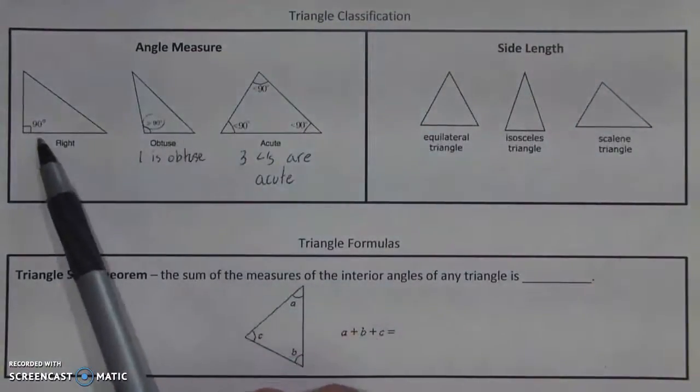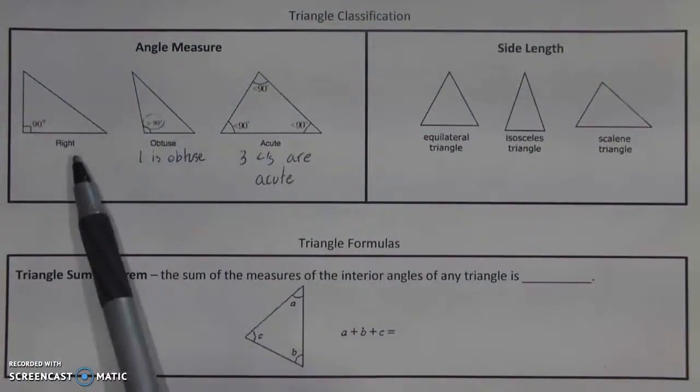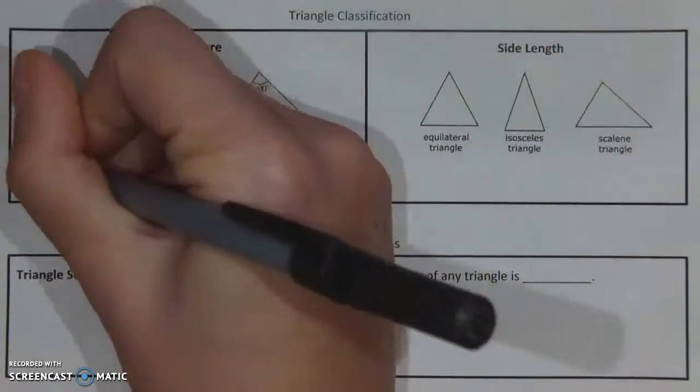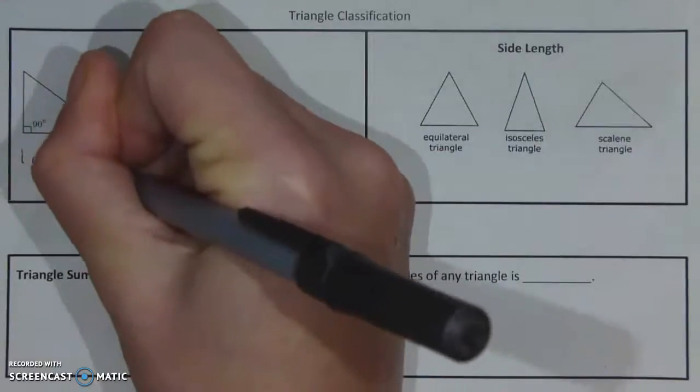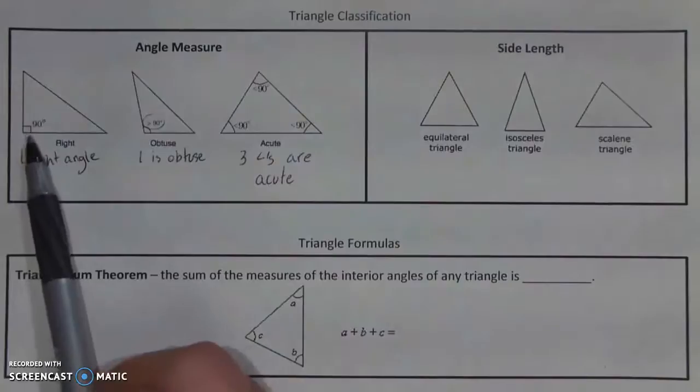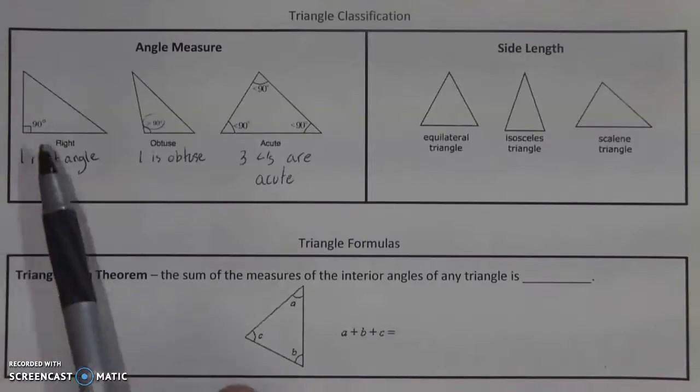That means that the only option left is our right triangle. And our right triangle is one that contains a right angle. So you have one right angle, or one angle that measures 90 degrees. Don't forget, they often won't tell you that it's a right triangle. They're just going to give you that little square in the corner that tells you it's 90 degrees.